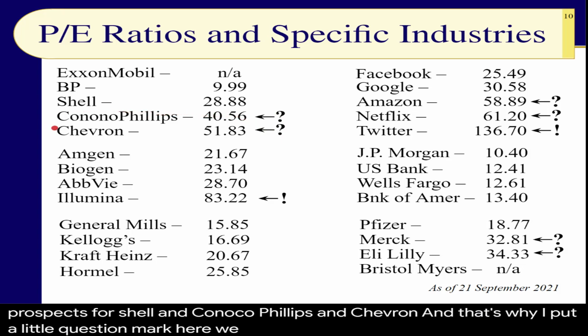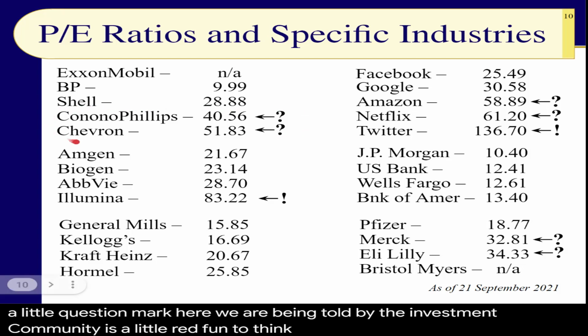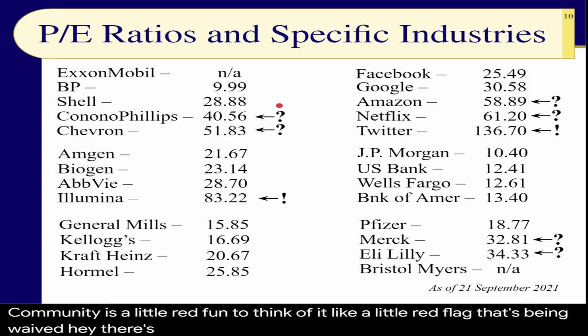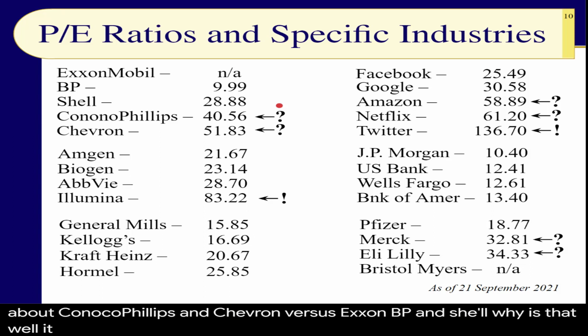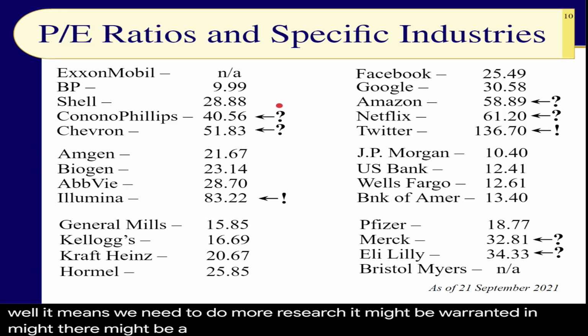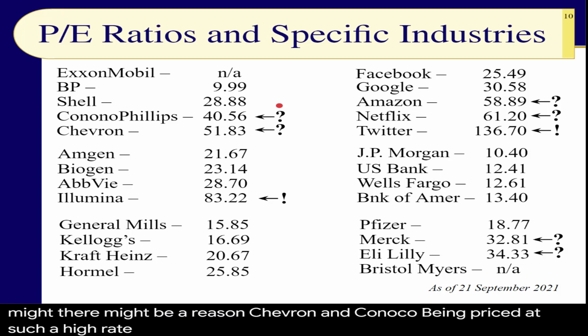We are being told by the investment community, I like to think of it like a little red flag that's being waved. Hey, there's something going on here. Investors are really excited about ConocoPhillips and Chevron versus Exxon, BP, and Shell. Why is that? Well, it means we need to do more research. It might be warranted. There might be a reason Chevron and Conoco are being priced at such a high rate.